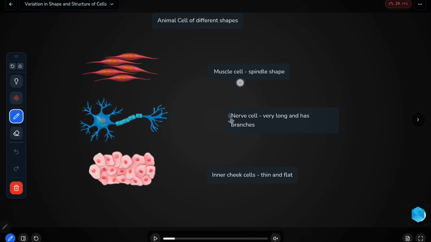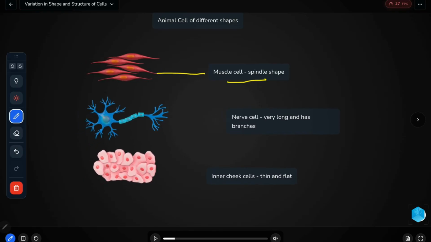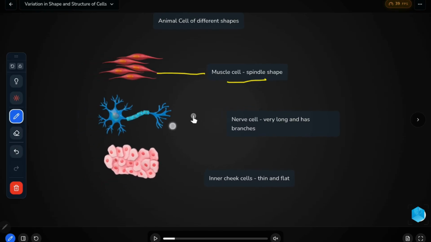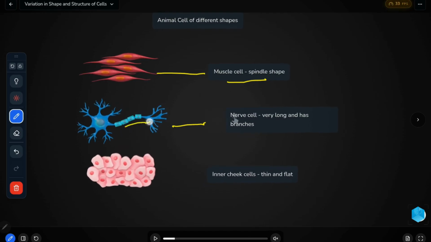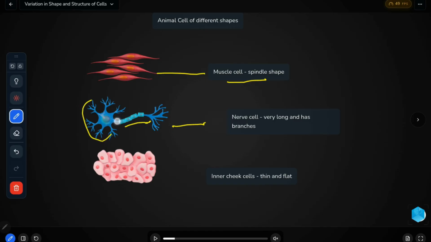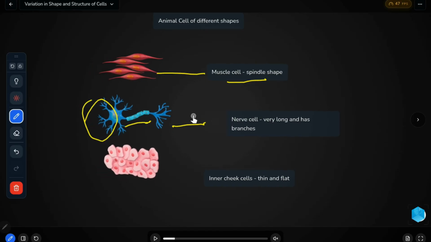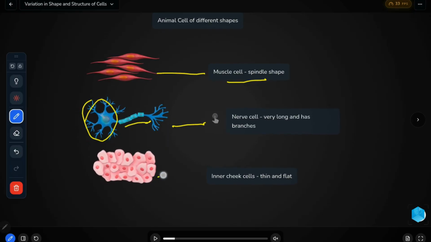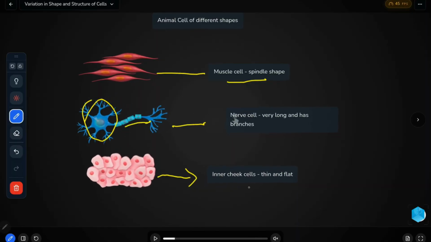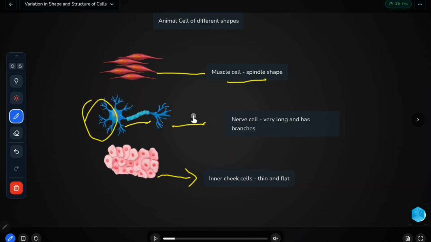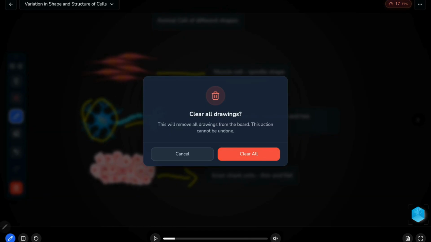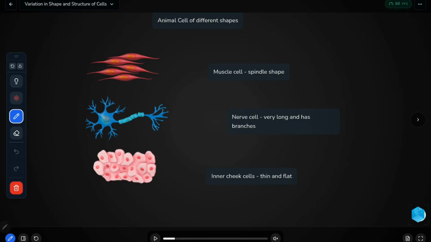Here muscle cell is spindle shape. The nerve cell looks like a long line, or a long tube with branches. It looks like a star with a tail. Then next we have different kinds of cells which are lining the cheek, thin and flat. This type of variation you see in animal cells.